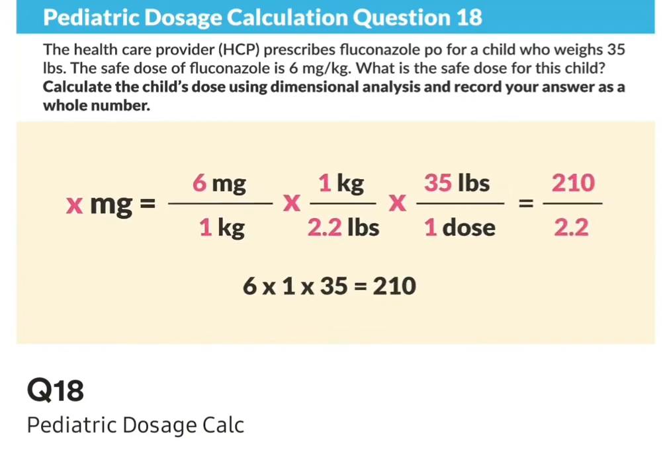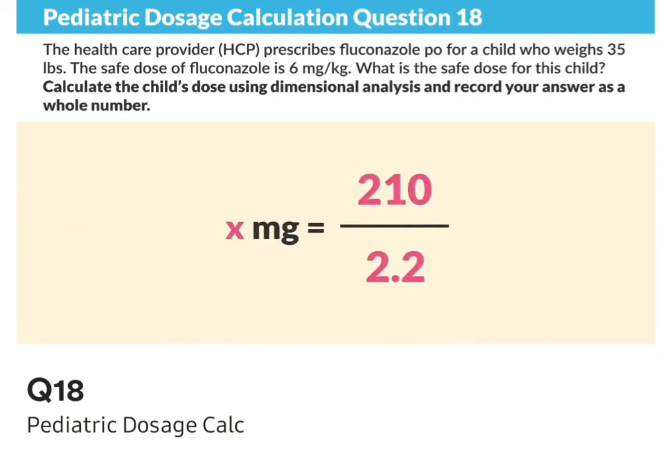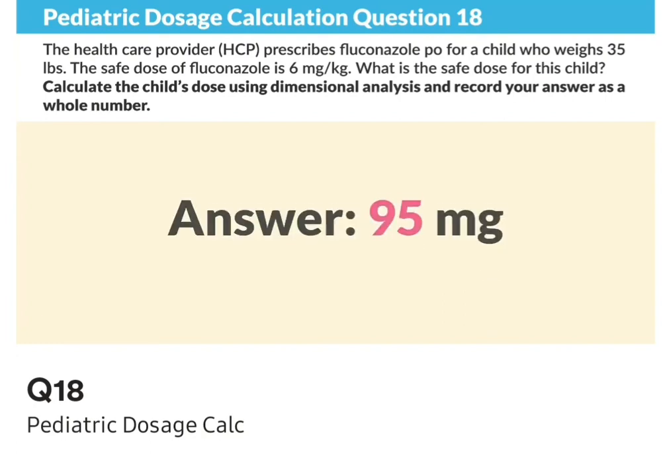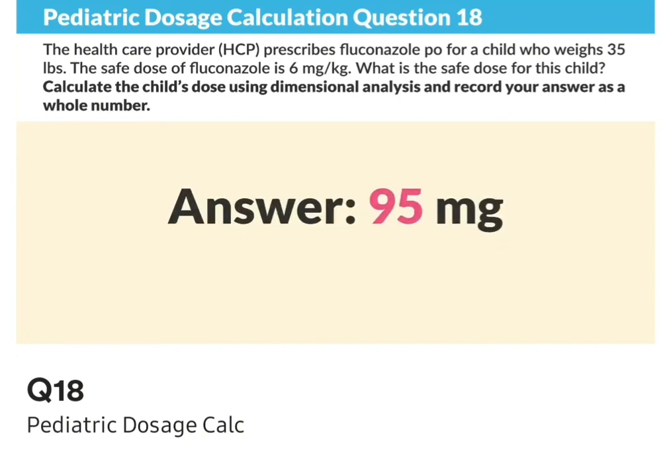So now that everything's set up, we simply multiply across on the top and do the same thing on the bottom. So we get a grand total on top of 210 over 2.2. So then we just divide. So 95.4. So our correct answer is 95 milligrams.